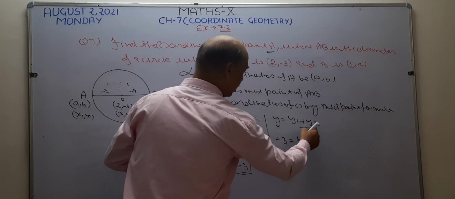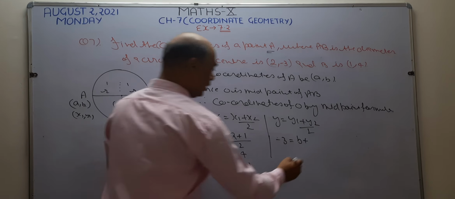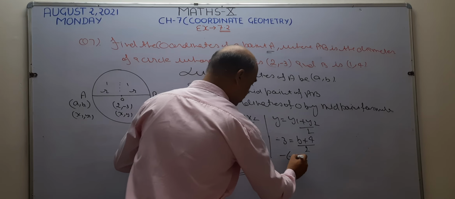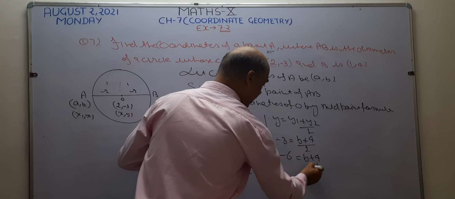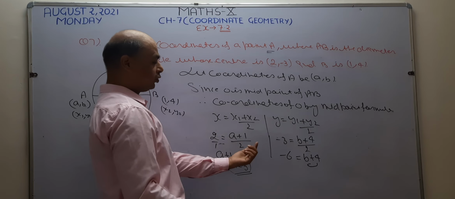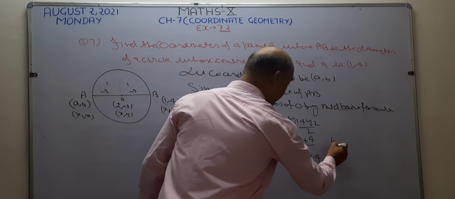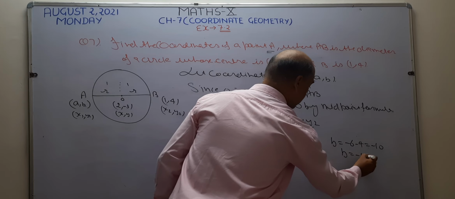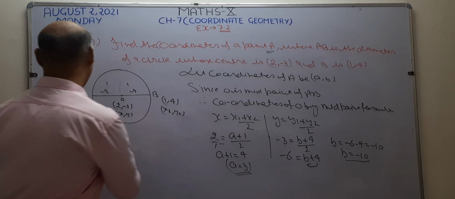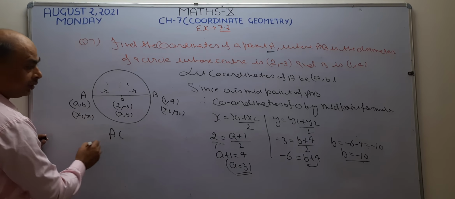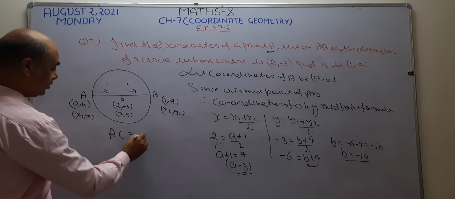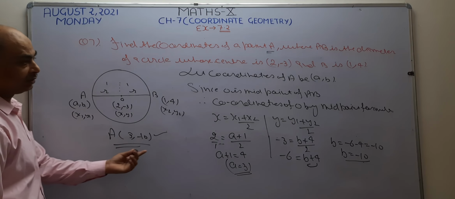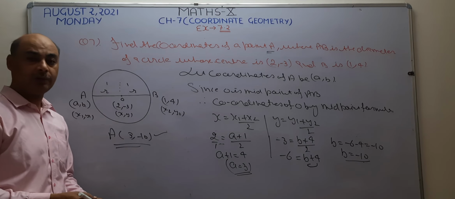After that, the positive sign is there. What is the value of y2? y2 is 4. Right here 4 upon 2. Now I take cross multiplication, so this becomes minus 6 equals b plus 4. When I take this 4 from right to left, it becomes negative. So the value of b becomes minus 6 minus 4, which is equal to minus 10. So the value of b is minus 10. The value of a is 3 and the value of b is minus 10. So the coordinates of A of the given question become 3 and minus 10. I hope it is clear now.